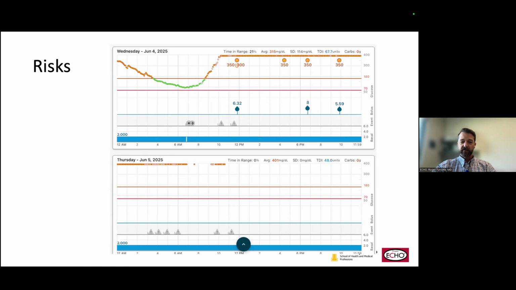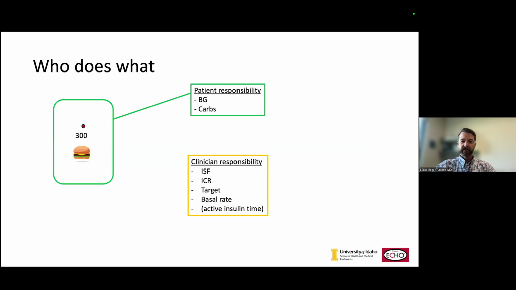So that is the number one thing I'm considering with a patient who's going to start a pump: whether they can safely and rapidly identify site failure. Site failure and decay, that's the real risk. So who does what? I've always told patients with the pump, your responsibility is your blood sugar and your carbs. And then it's my responsibility to take care of all these things that we talked about.